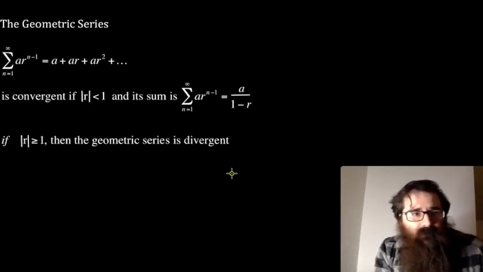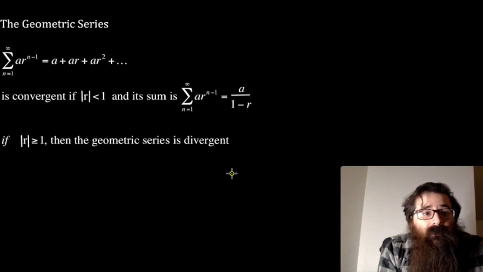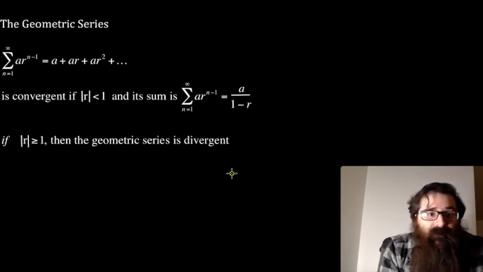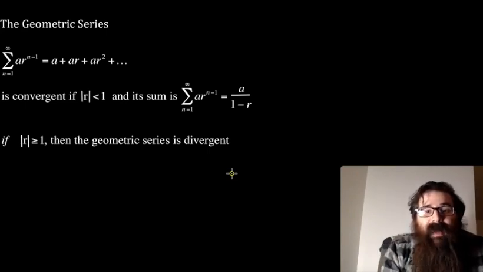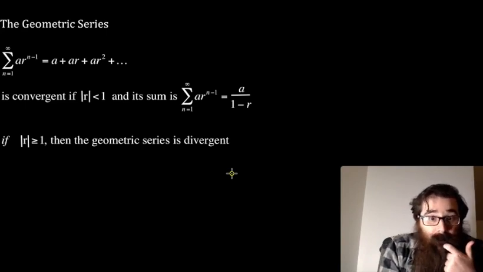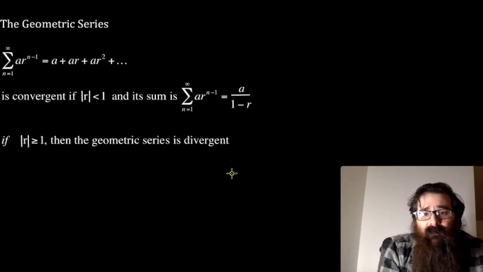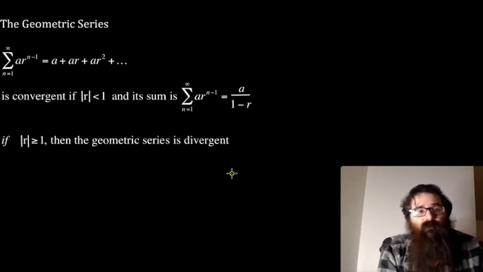Let's talk about the geometric series. The sum from n equals 1 to infinity of a times r to the power of n minus 1, which we could write out longhand as a plus ar plus ar squared plus ar cubed, keep going, is convergent if the absolute value of r is less than 1, so meaning r is between -1 and +1, and its sum is given by a divided by 1 minus r. However, if the absolute value of r is greater than or equal to 1, then the geometric series is divergent.